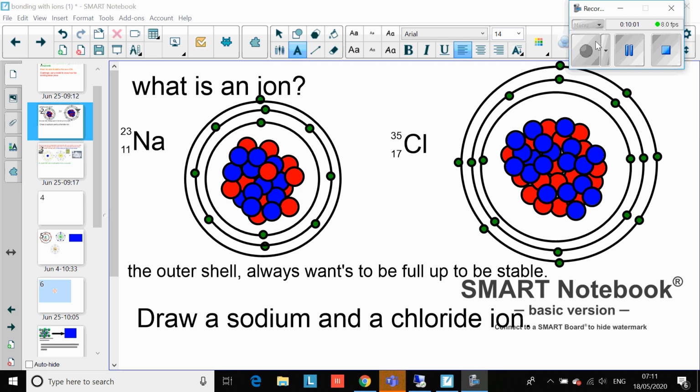Okay, welcome back, Year 8. So this is what you should have got, and it looks a bit complicated, so I'll just quickly talk you through it. Essentially, your sodium ion, Na, should have had 11 protons, and then 12 neutrons. So its mass was 23. What we're really interested in is 11 positive charges. So there's 11 red protons, 11 positive charges there.